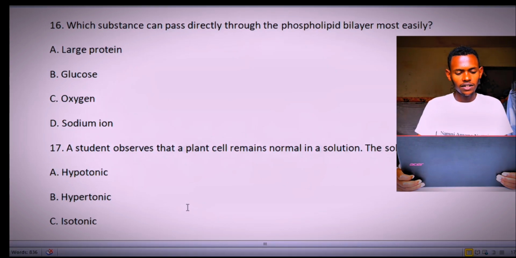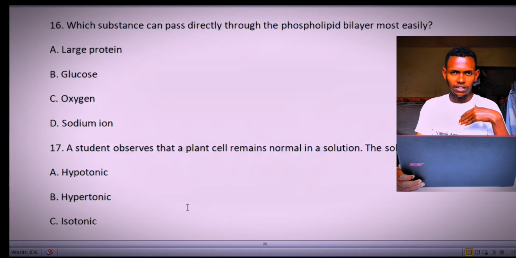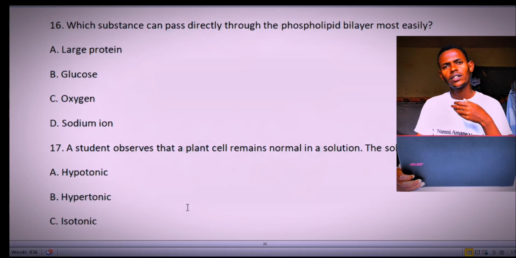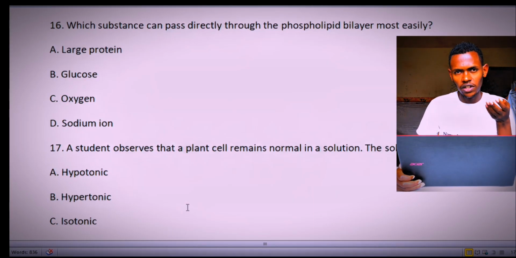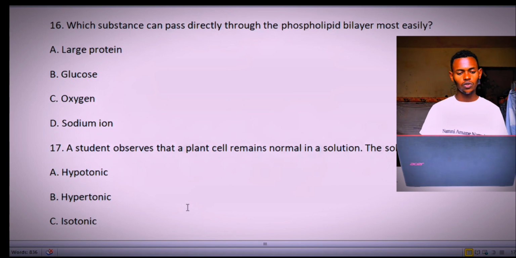So what is the answer? The answer is C. Oxygen. Oxygen does not need ATP or membrane proteins as help. Also not large protein, it cannot pass into the cell. Glucose can pass the plasma membrane, but it requires the carrier protein. Sodium ion can pass into the cell, but it requires the protein channel, that is sodium ion channel.